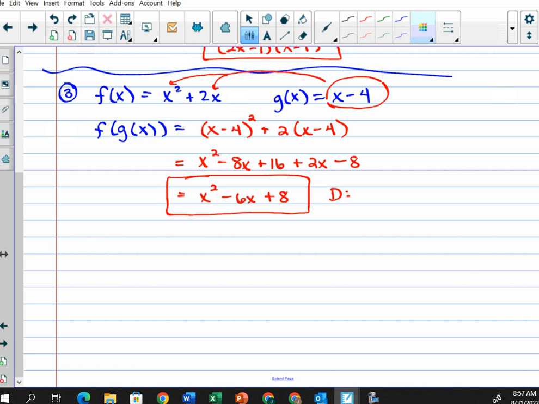We do have to state the domain again. Now, kind of similar to function operations, you start with whatever domain restrictions are on the inside function. So in this case, the g of x. Were there any restrictions on g of x? No. And are there any restrictions on what we came up with at the end? No. So my domain is negative infinity to infinity.